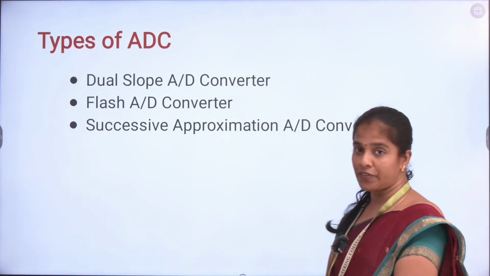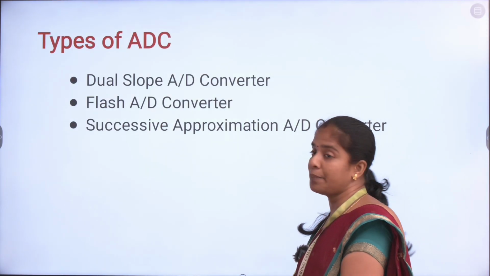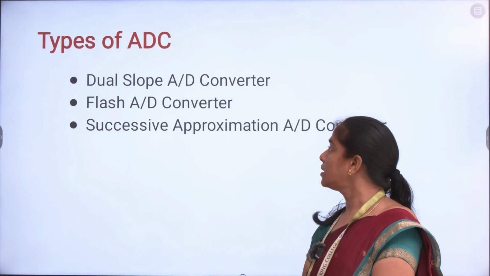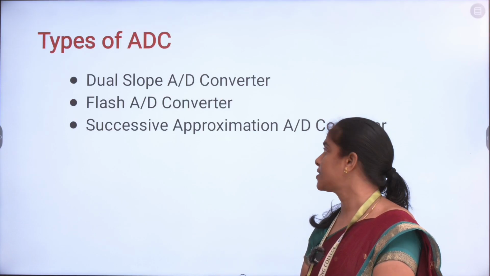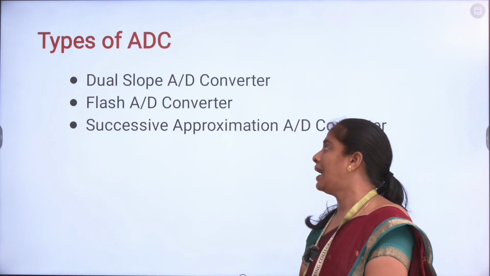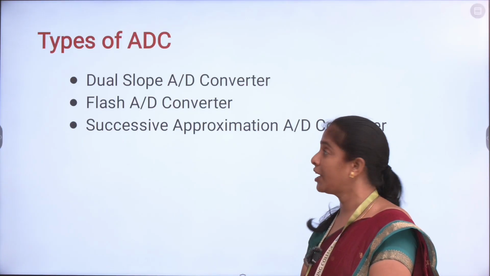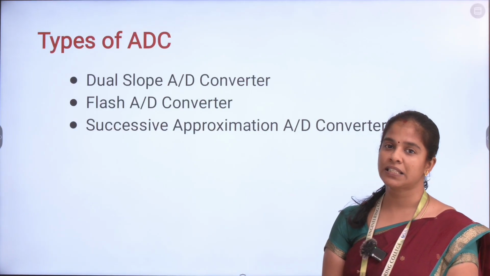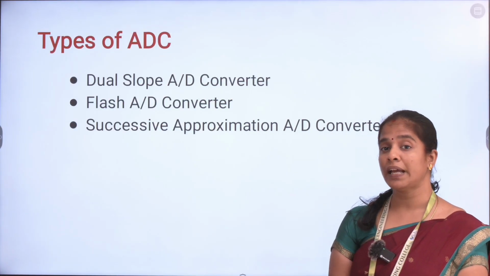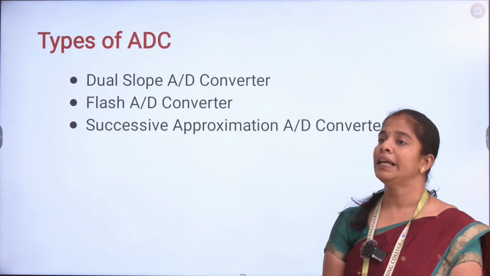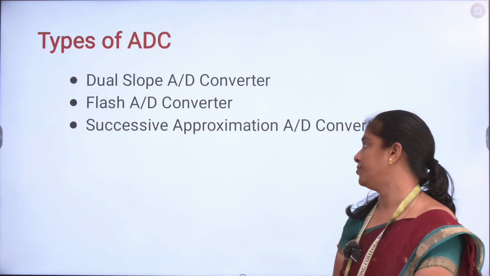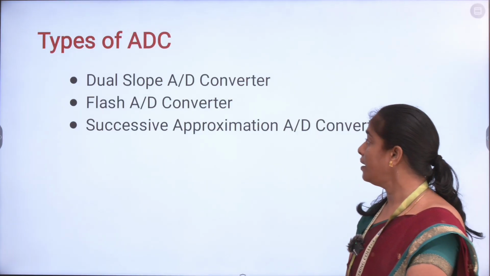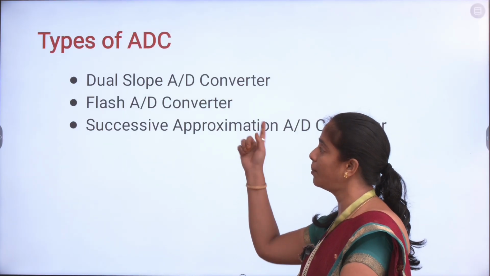Coming to the types of analog to digital converter, dual slope is the method which is going to produce more accurate results, but this is going to be a slow process of converting analog into digital. The next method, flash A to D converter, is going to be very fast, but the disadvantage is that it requires 2 power n minus 1 comparators for n-bit conversion. And the next is the successive approximation method, which is going to be very fast compared to the above 2 methods.